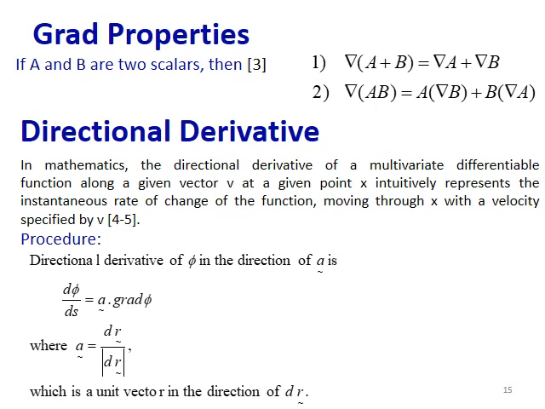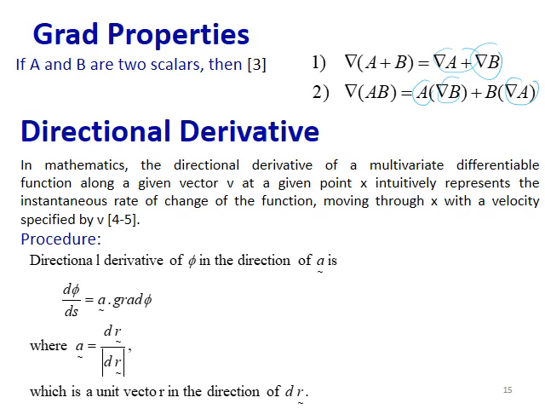Now, properties of the gradient: del of (a plus b) will be del a plus del b, and del of (ab) will be a del b plus b del a. These are the properties for the gradient of a scalar.